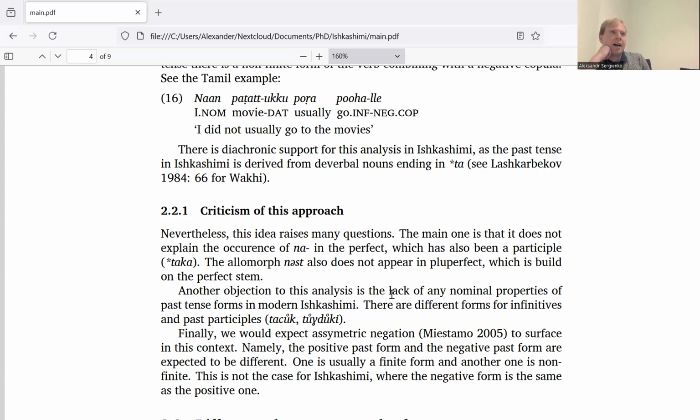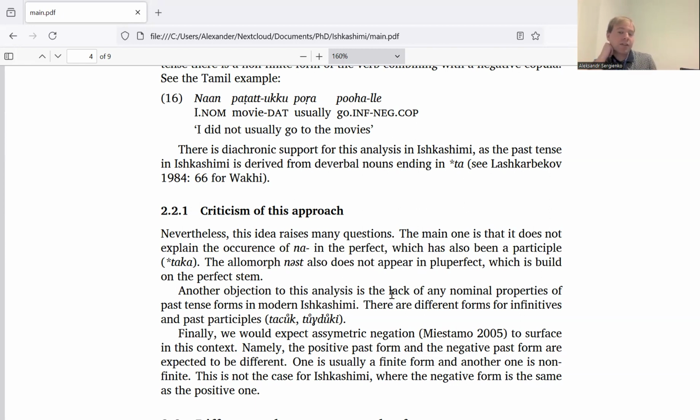So we expect nist also to appear with the perfect tense, because the perfect is also the verbal noun, taka participle, but we do not see it. We have not turduk, he didn't come, in the perfect, but not nis turduk. This allomorph also does not appear in the pluperfect, so that's a big problem.